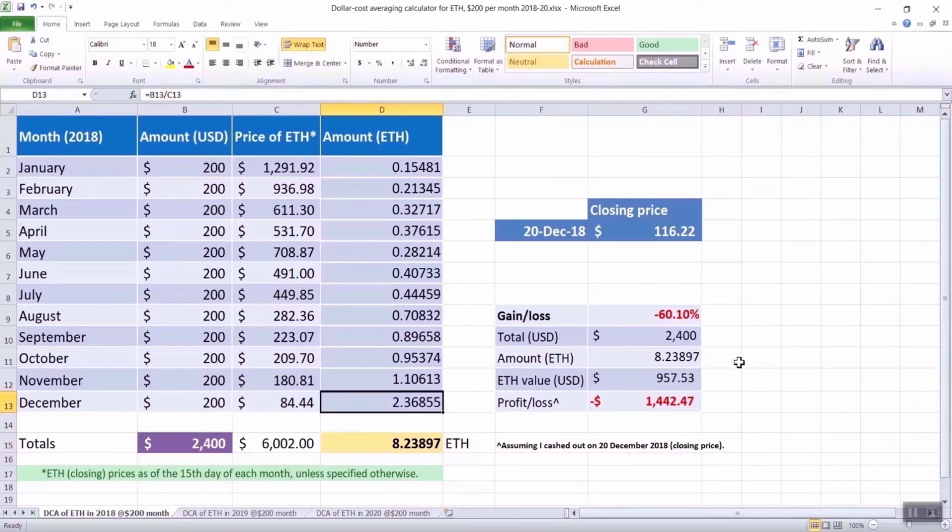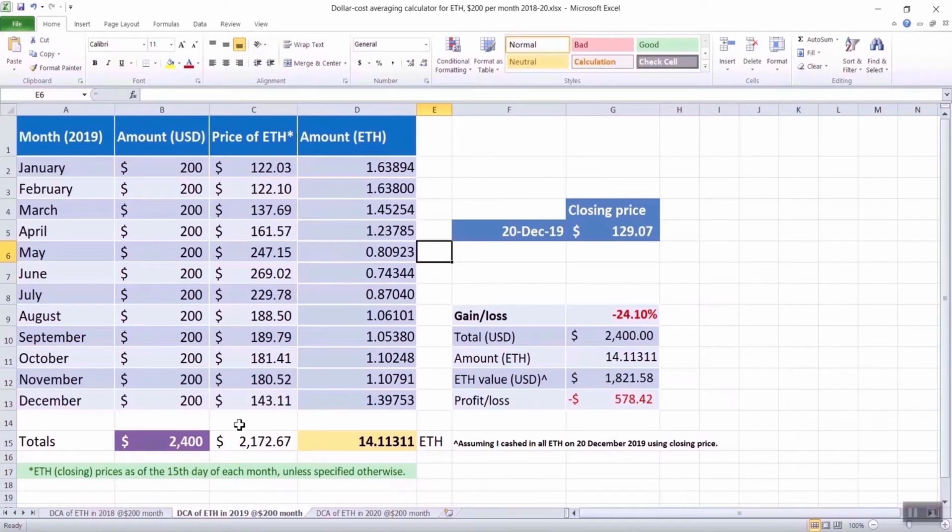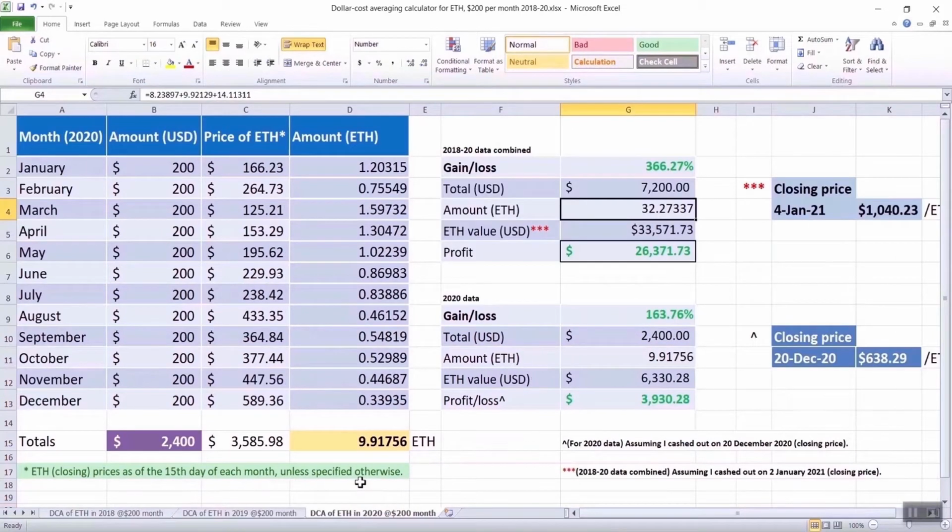But assuming you decided to cash out a few days after the 12th installment at the closing price of $116 per ETH, you would have actually lost 60%. So a very negative year in relation to historical performances. 2019, a negative result once again, but not as drastic as 2018. A total of 14.11 ETH were accumulated, but if you decided to sell, that's a 24% loss, or $578 down.